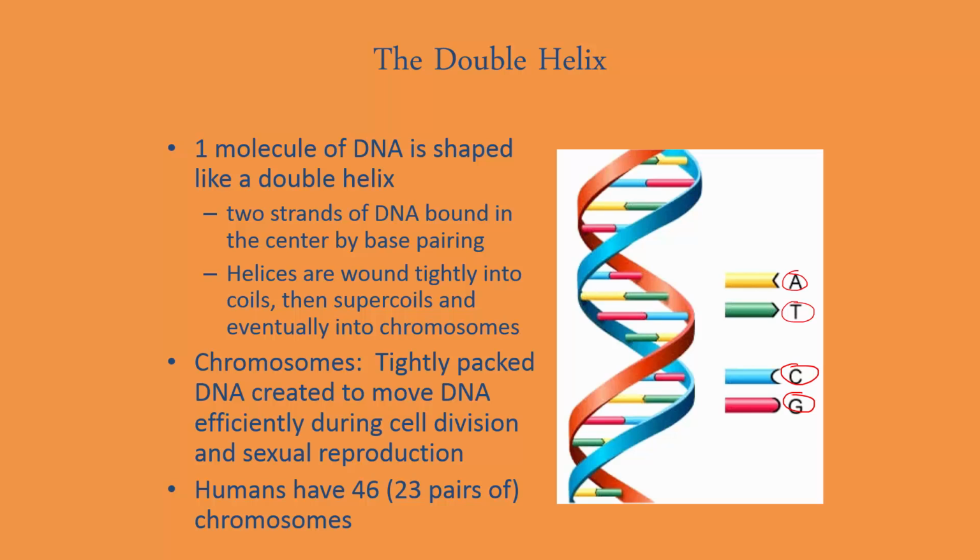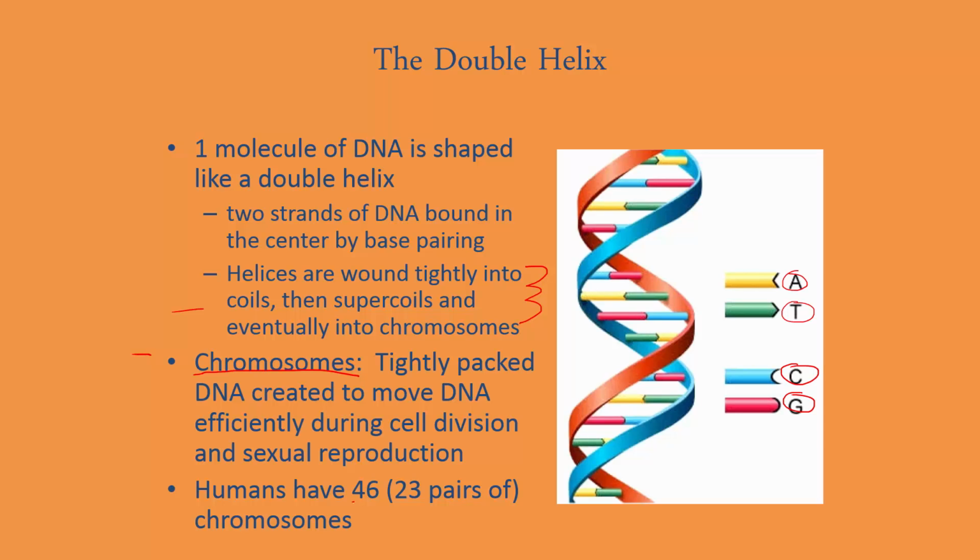Helices are wound together tightly into coils, and then supercoils, and then eventually into chromosomes. And in a later lecture, we'll go into much greater detail on this subject. Chromosomes are tightly packed DNA created so that DNA can move efficiently during cell division and sexual reproduction. That is all chromosomes are. They are DNA, just very, very tightly wound DNA.